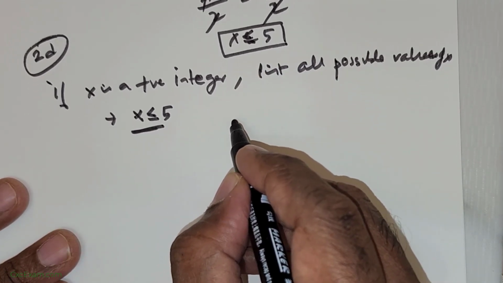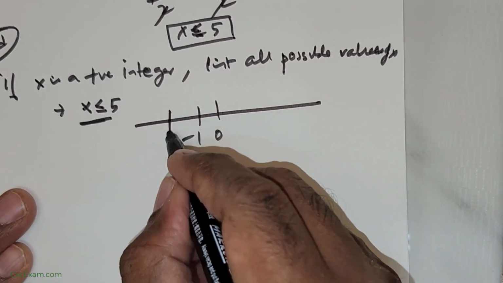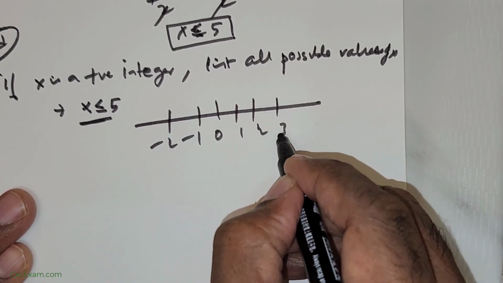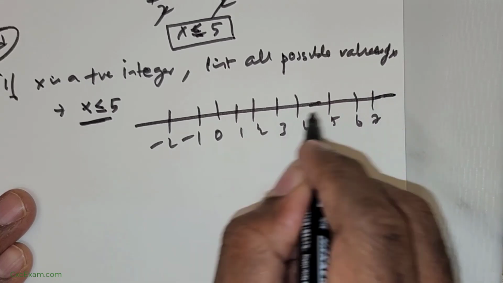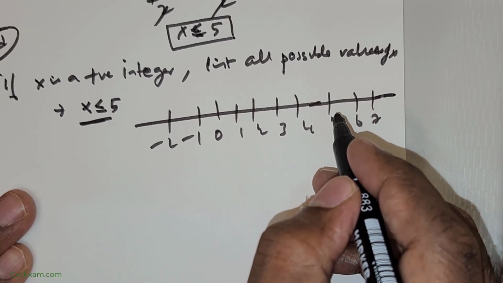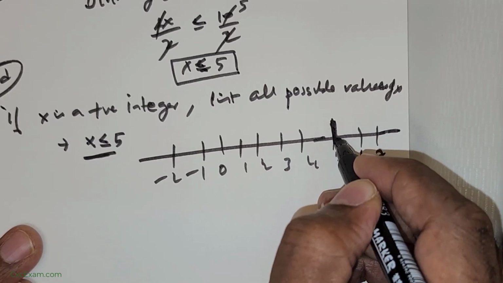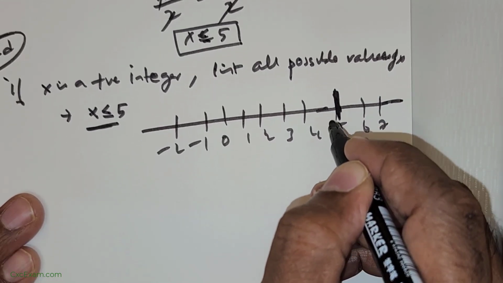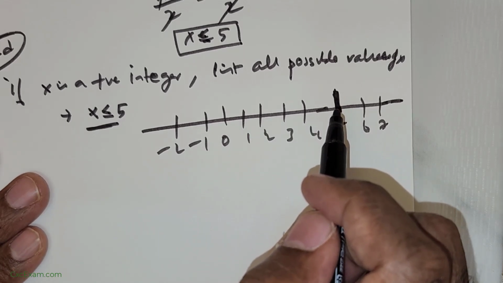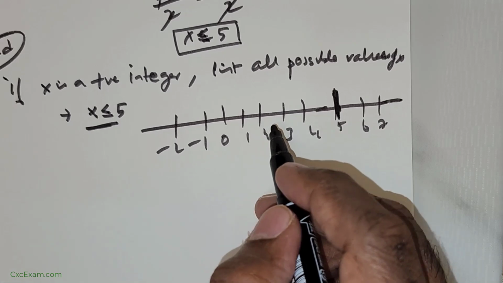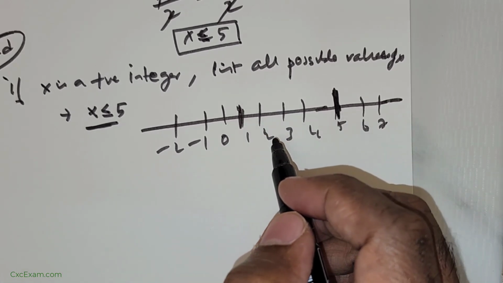So you have the number line here. This is 0, this is negative 1, negative 2, 1, 2, 3, 4, 5, 6, 7, etc. It goes like this. Now x is actually lying on this end, so I'm darkening it. Why? Because x also takes the value 5. Now positive integers, they start from 1 onwards, right?